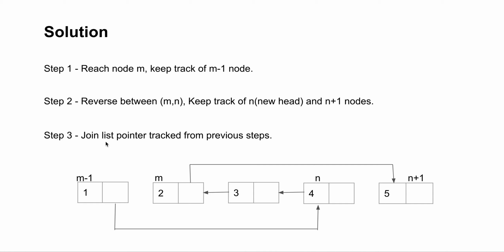In the third step we'll join the pointers that we obtained from the previous step. The next of the m minus 1 node will point to the new head of this portion, because 4 is now the new head of the portion that we just reversed. And this mth node becomes the tail of this portion, so its next will point to the n plus 1th node. This will become very clear once I start writing code for this problem. So let's jump onto the code.